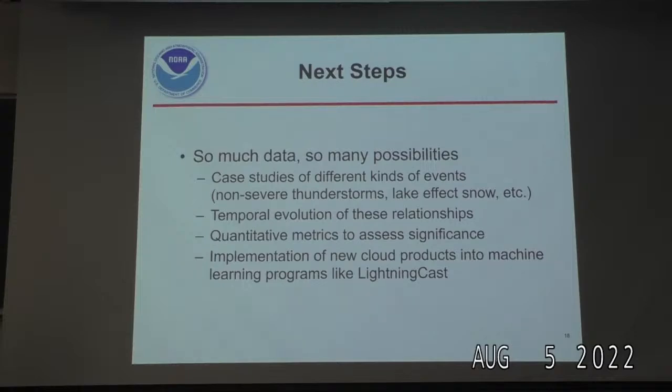And ultimately, if it is found that there are significant quantifiable relationships between some of these cloud products, hopefully they would be able to be made operational and used in other programs like LightningCast to help better train machine learning models and other types of products that operational forecasters would be able to use.